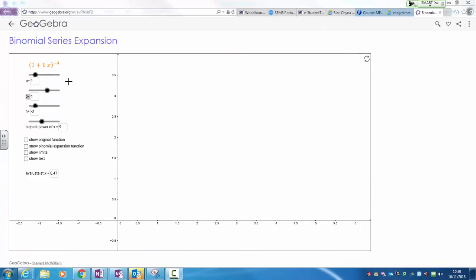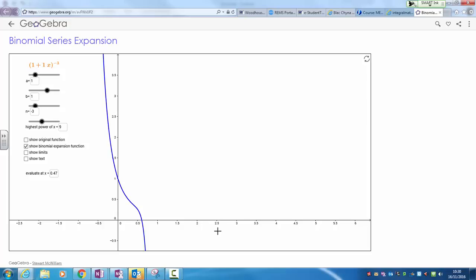So let's see what this looks like. 1 plus x to the power minus 3. And if I was to plot it, this is what it looks like. This is the actual function, sorry. 1 plus x to the power minus 3. If I then was to show you the expansion, this is what the expansion looks like. Let me get rid of the original function. Yeah. This is what the actual expansion looks like.